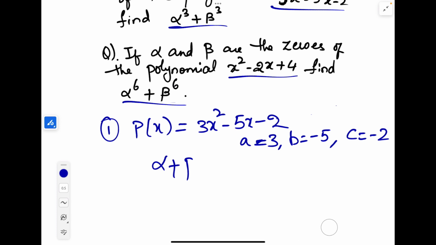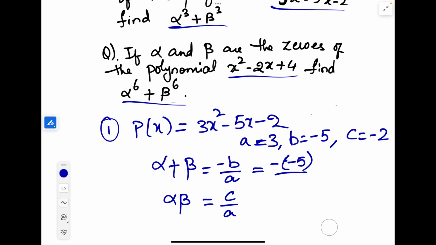Now let us write the sum of zeros, alpha plus beta, which is nothing but minus b by a. And the product of zeros, alpha beta, is equal to c by a. What is minus b by a? Minus of minus 5 by 3, which is 5 by 3. And c by a, we have minus 2 by 3, right?